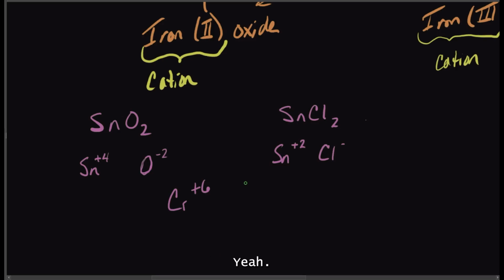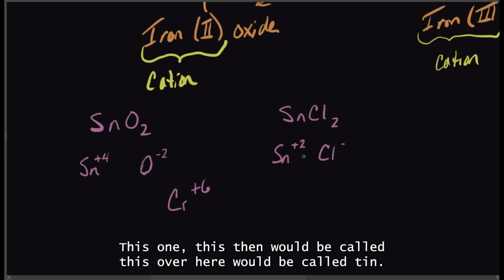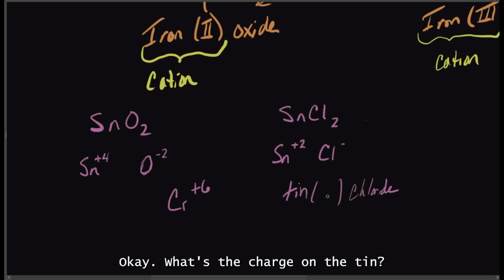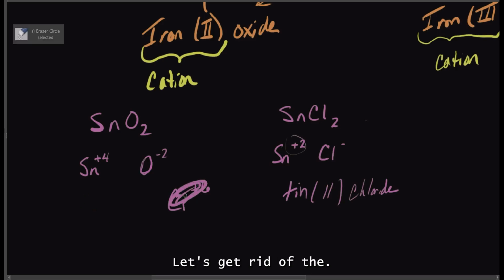This over here would be called tin. And what's in the parentheses? What's the charge on the tin? The charge on the tin is +2. This is a Roman numeral 2.